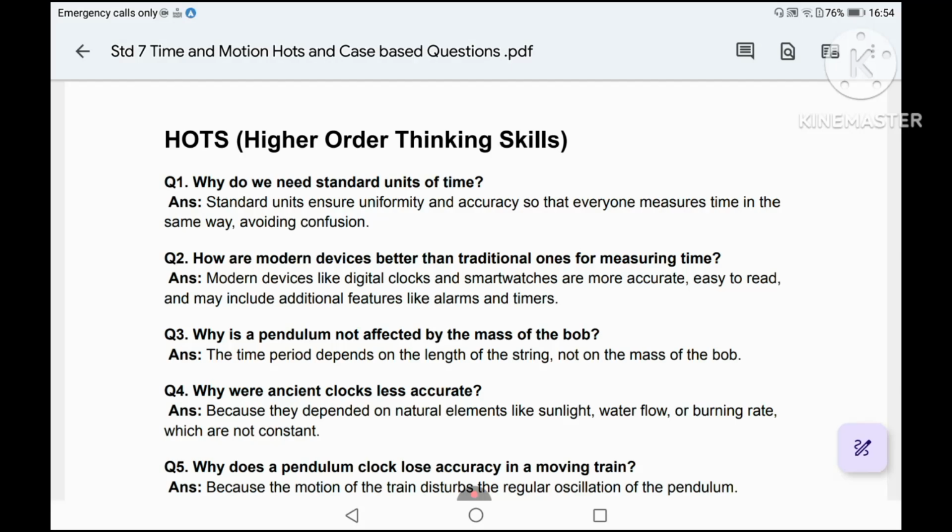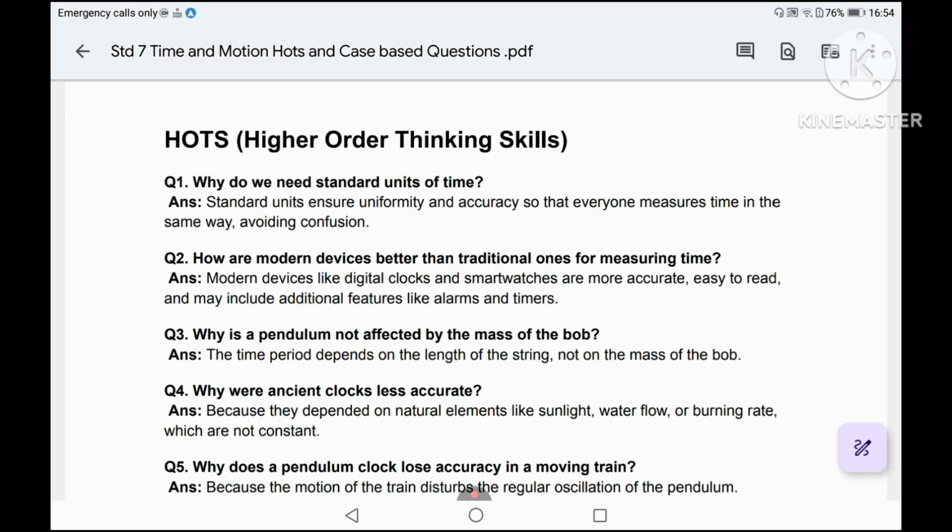First question, why do we need standard units of time? Standard units ensure uniformity and accuracy so that everyone measures time in the same way, avoiding confusion. How are modern devices better than traditional ones for measuring time? Modern devices like digital clocks and smartwatches are more accurate, easy to read, and may include additional features like alarms and timers.